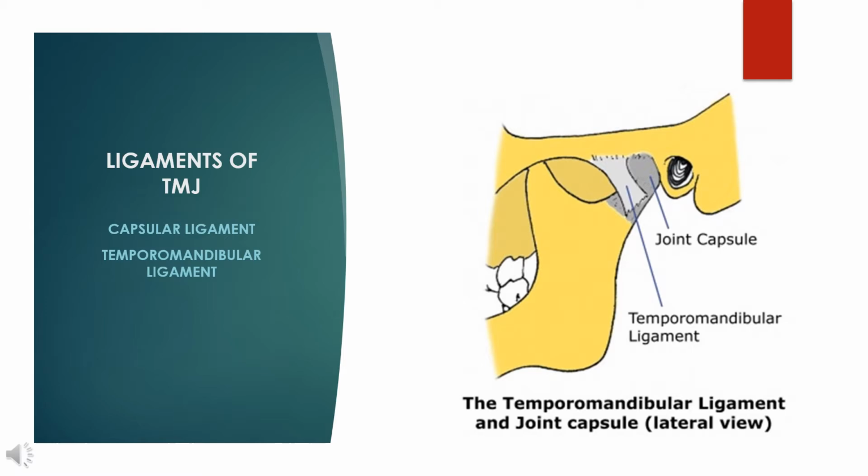Now we'll see about the temporomandibular ligament. The temporomandibular ligament, or lateral ligament, is a strong fan-shaped ligament functioning to reinforce the lateral walls of the articular capsule and thus acts to limit the lateral and the posterior movement of the joint. It is attached superiorly to the articular tubercle and a segment of the zygomatic process and runs posteroinferiorly to attach to the condyle and posterior lateral aspect of the neck of the mandible.